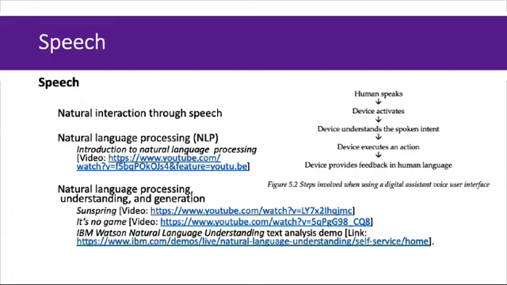And here we can see that first the human speaks, the device activates, the device understands the spoken intent, the device then executes an action, and the device provides feedback in human language. So, NLP helps computers communicate with humans in our language and makes other language-related tasks more efficient.